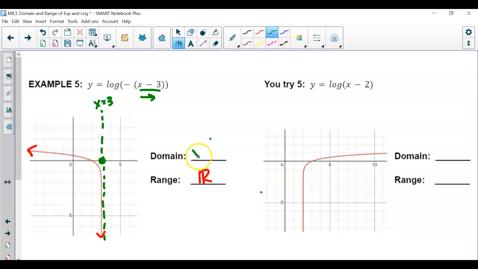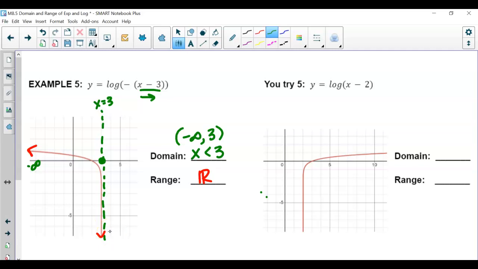However, now notice our domain, the x values, are starting in the negative values, but constantly approaching but never reaching, never going past that value of 3. So now all of our x values, the domain, are less than 3, or negative infinity to 3. Because remember, we're starting here and approaching but never reaching 3. Now go ahead and pause the video and try this. You try on your own.